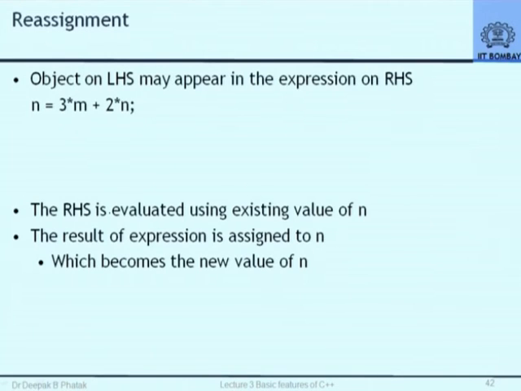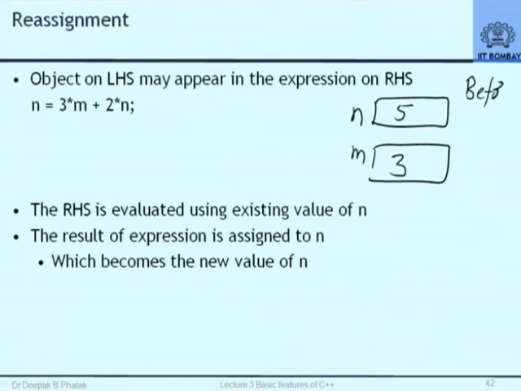An object on the LHS may appear in an expression on the RHS. This is perhaps the most important point. When I say n is equal to 3 star m plus 2 star n, it is a valid statement. Assume that n has some value. Let us say n currently has a value 5, before I come to this expression at all. Now imagine what will happen. Let us say m has a value 3.